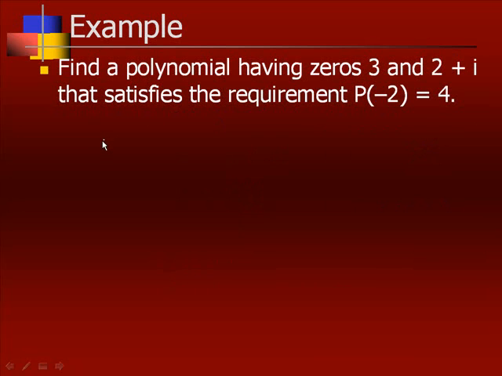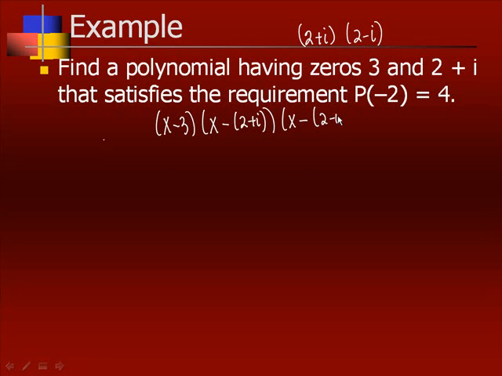Find a polynomial having zeros 3, which would be x minus 3, and 2 plus i. Well, if 2 plus i is a zero, then 2 minus i is a zero. So we're going to have x minus 2 plus i, and we're going to have x minus 2 minus i. Well, let's simplify a little bit. This would be x minus 2 minus i, and this would be x minus 2 plus i.